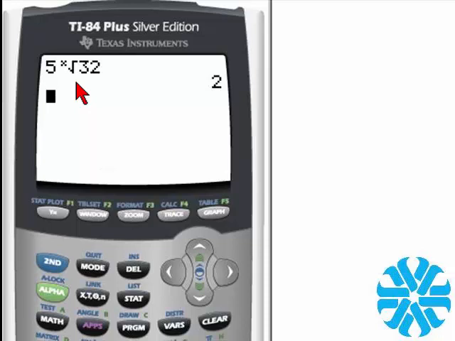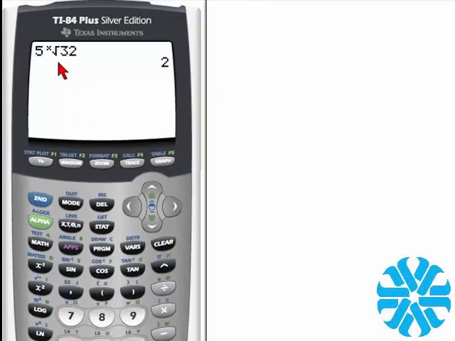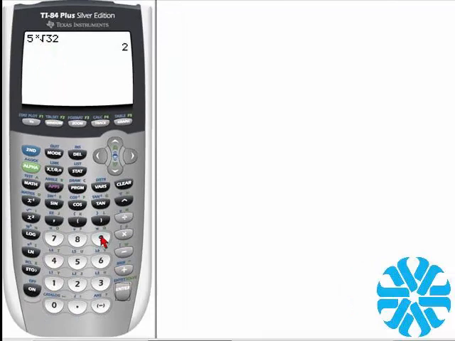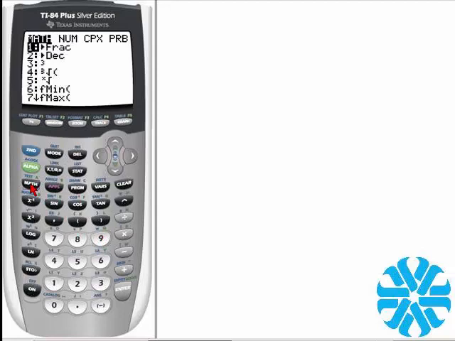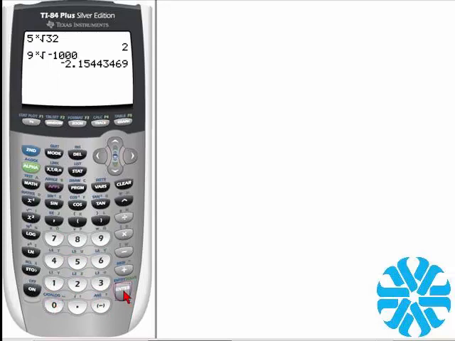So let's just do one more quick calculation. Let's go ahead and compute the ninth root of negative 1,000. So we need to hit the ninth root, then the math button, then number 5, and then negative 1,000. And we hit enter to get our result. Now notice here we are actually in the floating point decimal mode, and here's our answer to, let's see, 1, 2, 3, 4, 5, 6, 7, 8 decimal places.